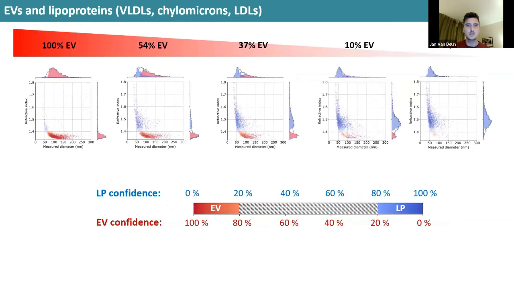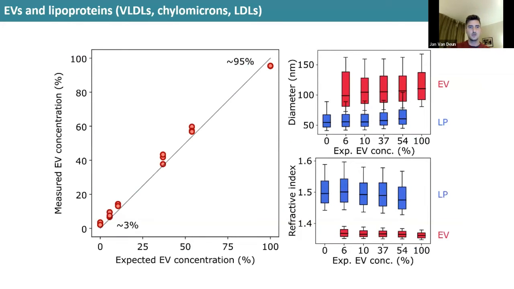Again, the classifier that we built, and here you see the result, where we again have a 3 to 5% error margin of the expected EV concentration versus the measured one. And in this case, there was a bit more overlap in the diameter between the lipoproteins and the EVs, because we also have these chylomicrons, which generally are a little bit larger than just the VLDLs.